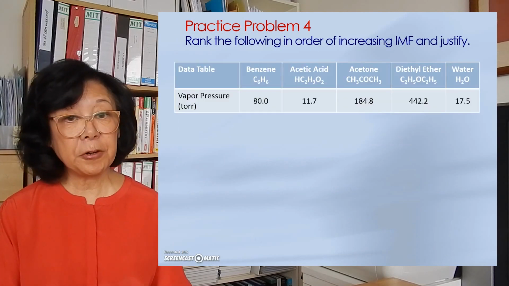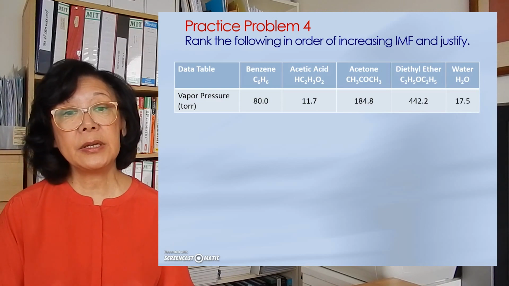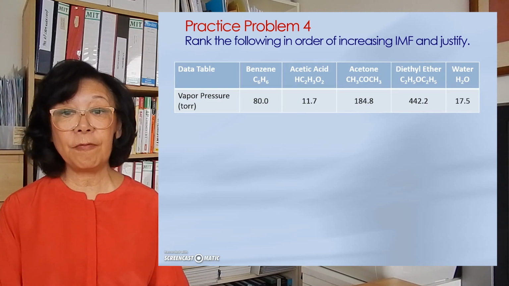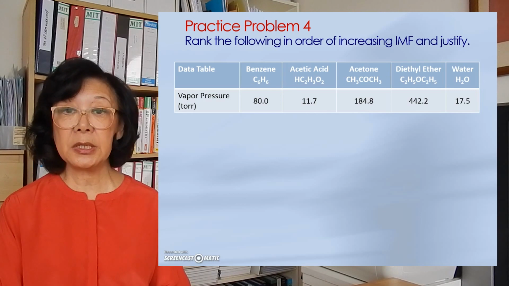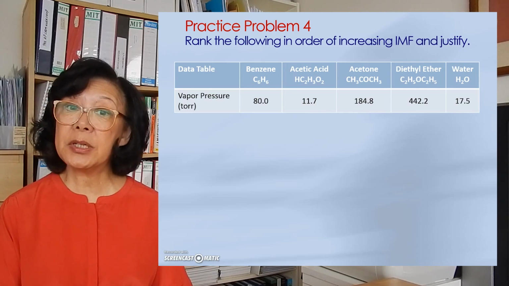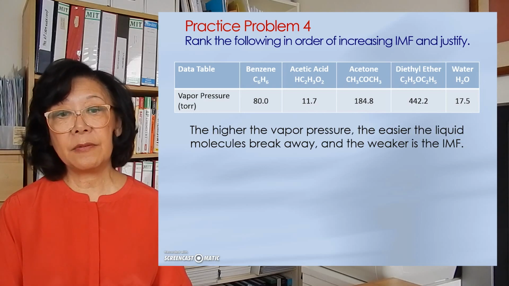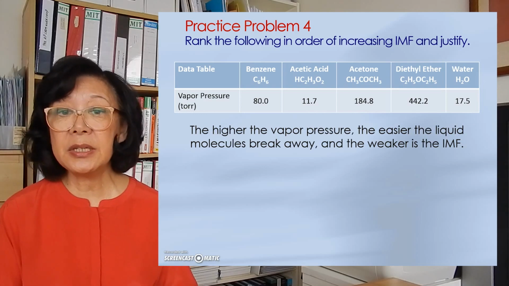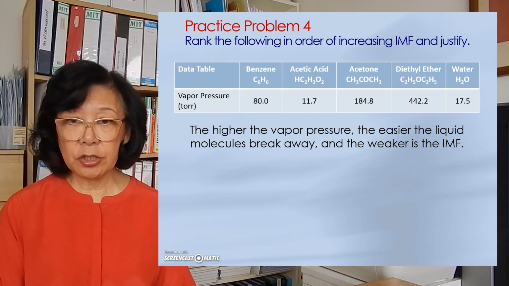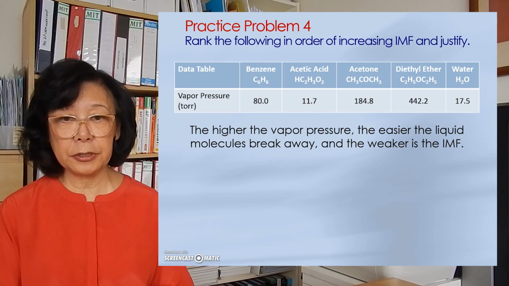Practice problem number 4. Here we're given information on the vapor pressure of 5 different substances. Rank them in increasing order of intermolecular force. Now these 5 substances are benzene, acetic acid, acetone, diethyl ether, and water.